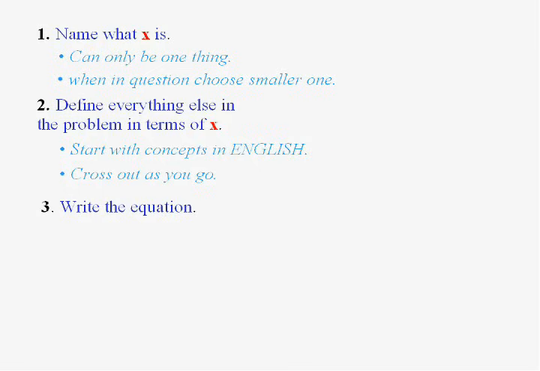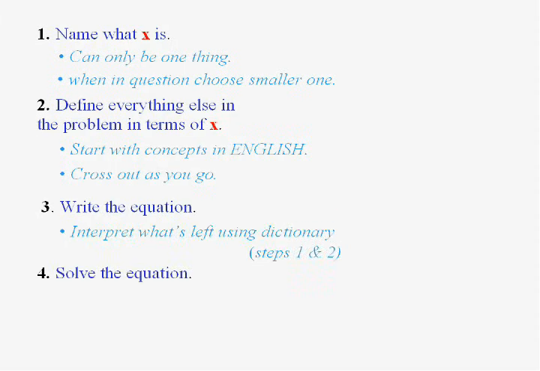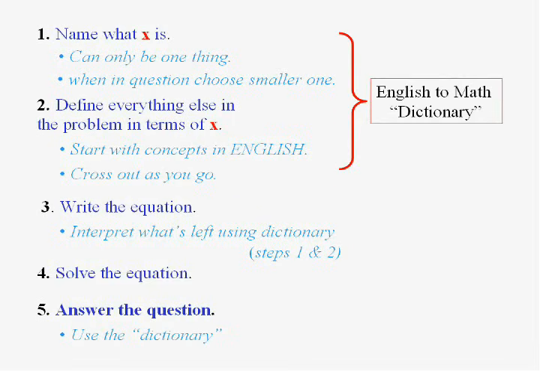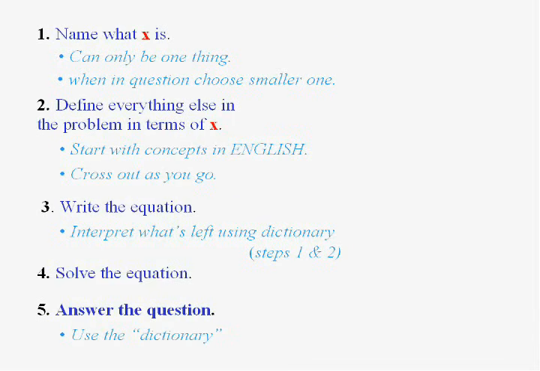Once we've written the equation, we will solve the equation, because we've already covered how to solve an equation. Now note, sometimes the question asks for two things, or three things even. So just because you've solved the equation, you're not done yet. Once you've solved that equation, step 5, very important, is to answer the question. Okay? Well, we're going to use the dictionary to do that. Let's take a look at an example.